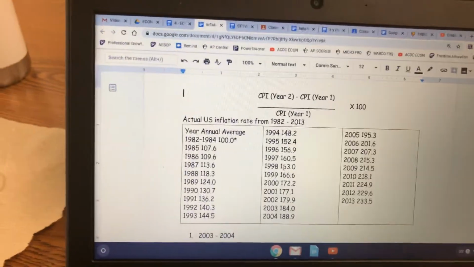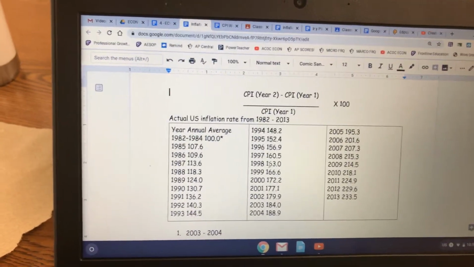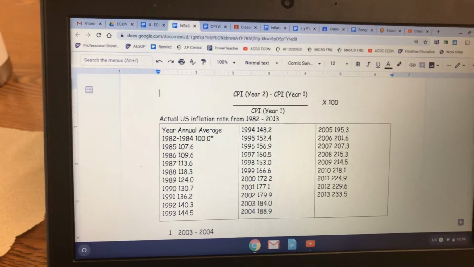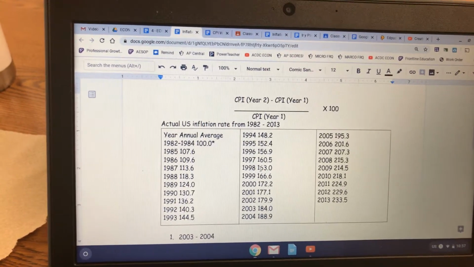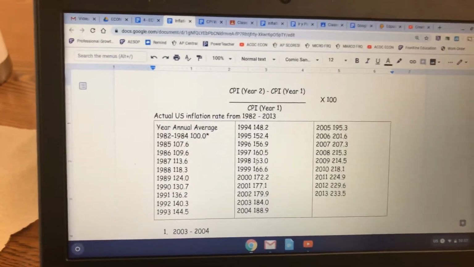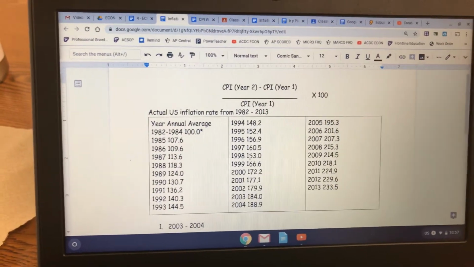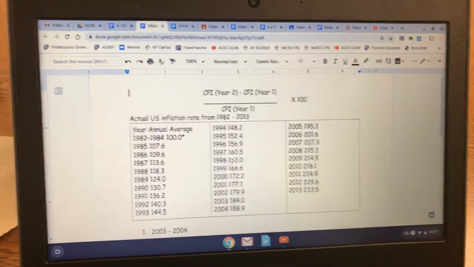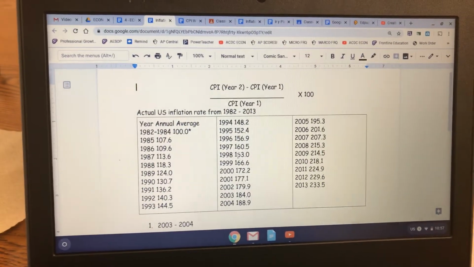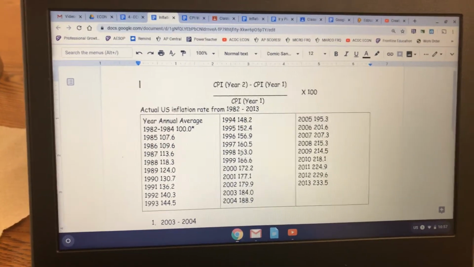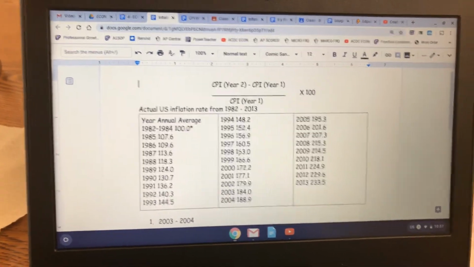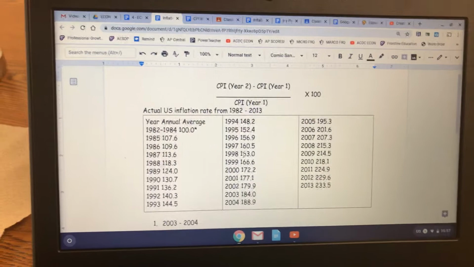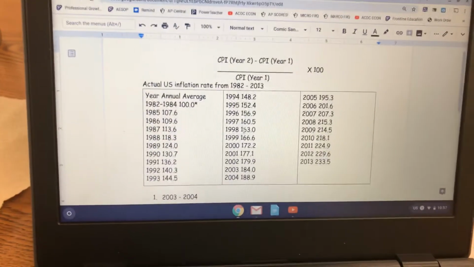Well, if we take year 2, that's 107.6, and we subtract 100, that'd be 7.6. Then if we divide it by 100, and then multiply by 100, you'd get 7.6. What that's saying is that prices on average rose 7.6% between that time frame. Now, you might be wondering, why do I have to divide by 100 and multiply by 100? Well, that's just because it's the base year. That's not going to happen in 2003.